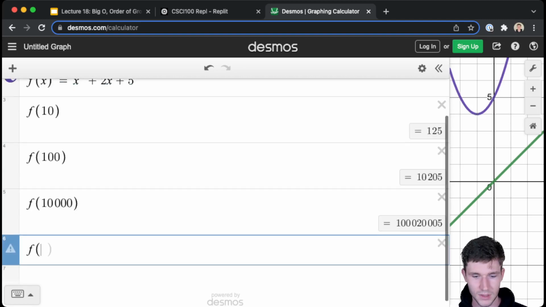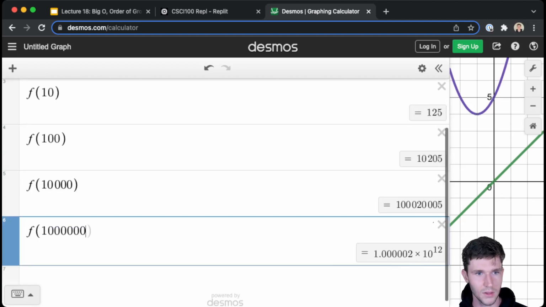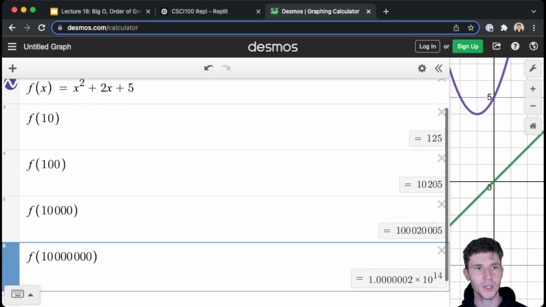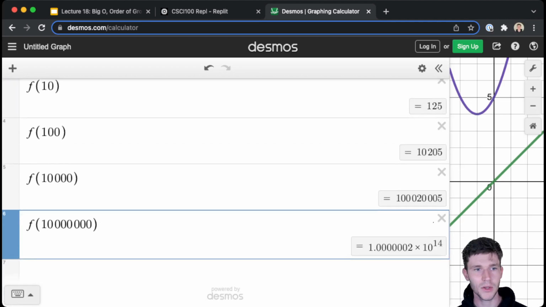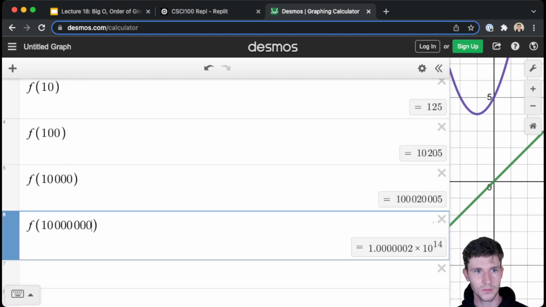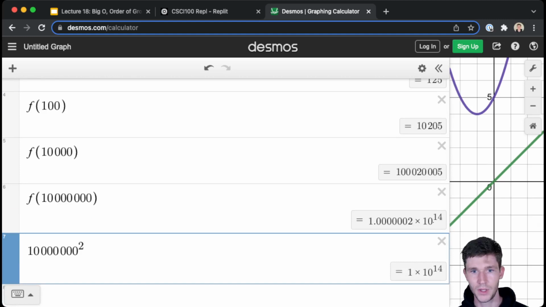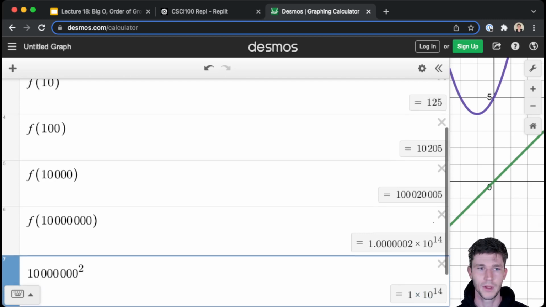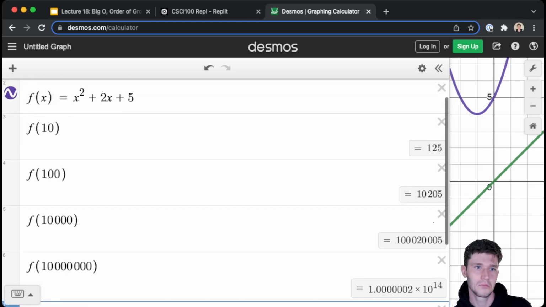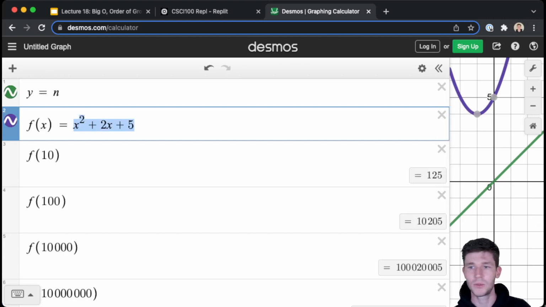Because the bigger our input gets, let's say 10 million, f of 10 million is actually pretty close to just 10 million squared, right? 1 times 10 to the 14th compared to 1.00002 times 10 to the 14th. Those are super similar. So basically, with a very large input, this entire function, x squared plus 2x plus 5, is very similar to just x squared, the bigger that x gets.